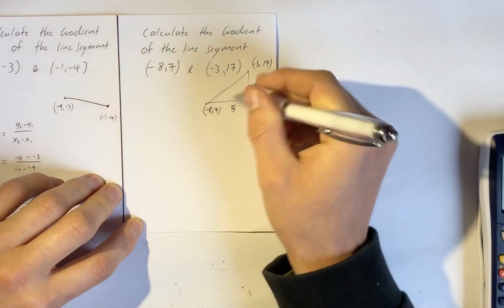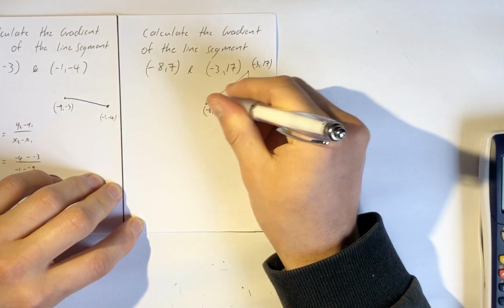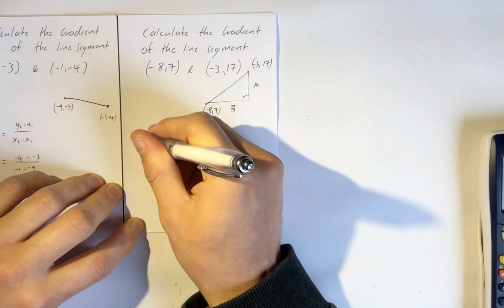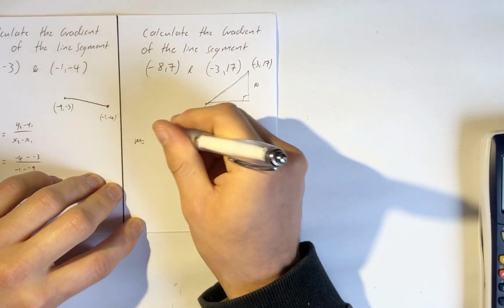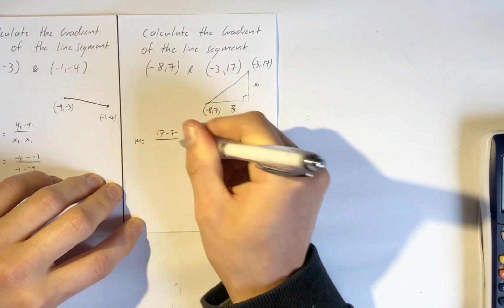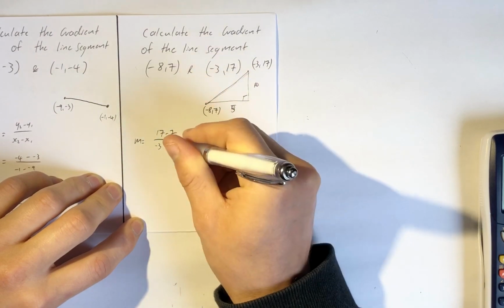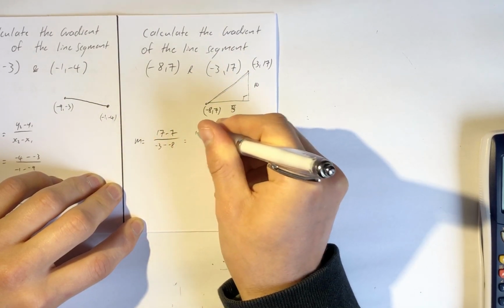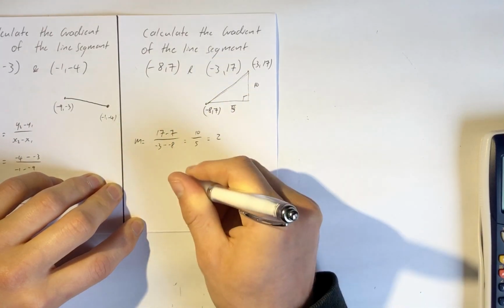So you can almost just guess the gradient, right? But when they get a little bit more complicated, we need to use this formula. So m is y2 minus y1, 17 minus 7 over x2 minus x1. So that's 10, and that is 5. We have a gradient of 2.